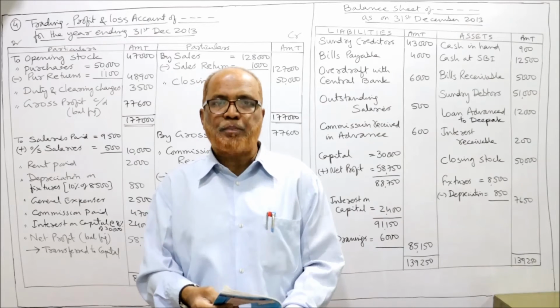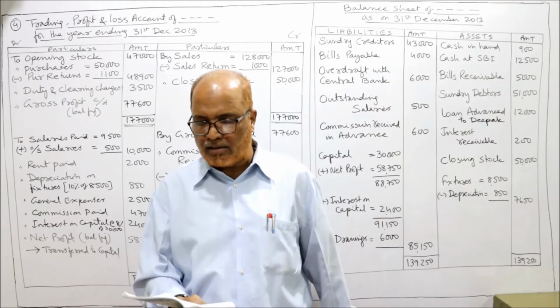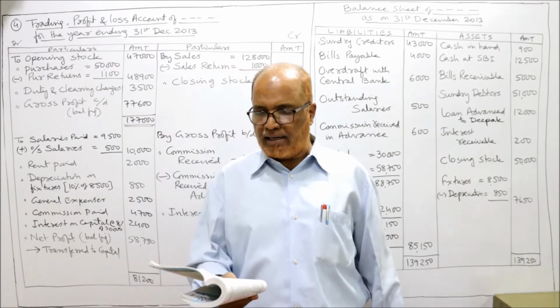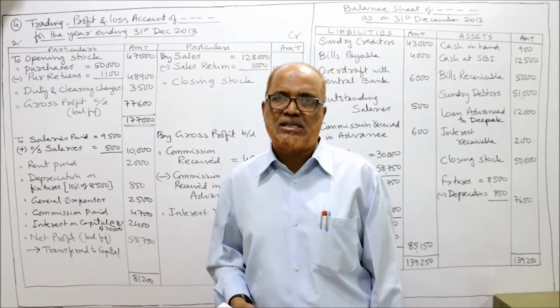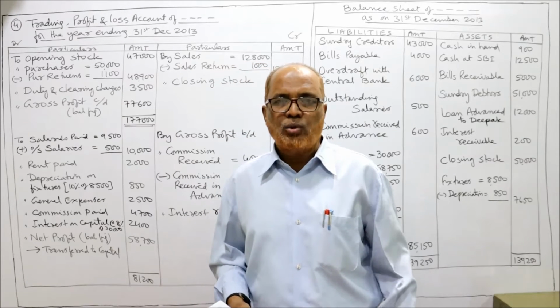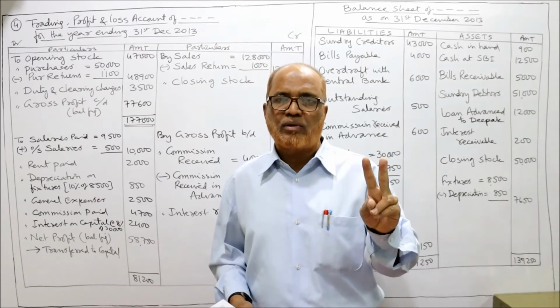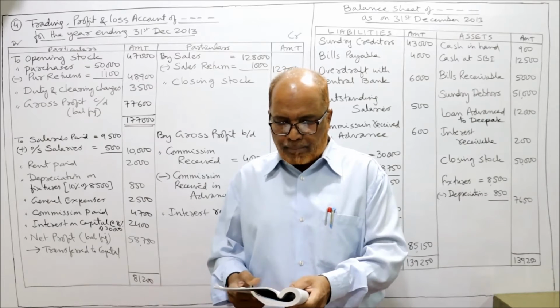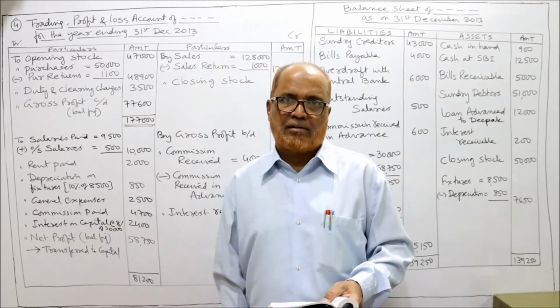From the following figures, prepare the trading profit and loss account for the year ended 31st December 2013 and balance sheet as on that date. In this problem, we are given the trial balance items and a few adjustments. So as usual, trial balance will appear only once. Adjustment items will appear twice. So first of all, I am reading out the items and declaring which item will go where.